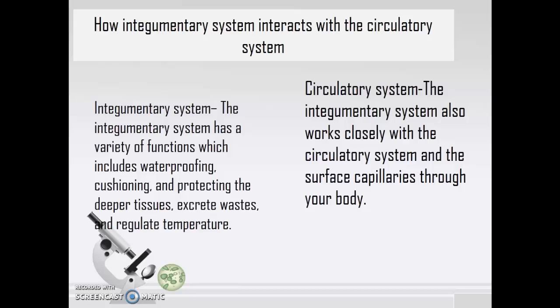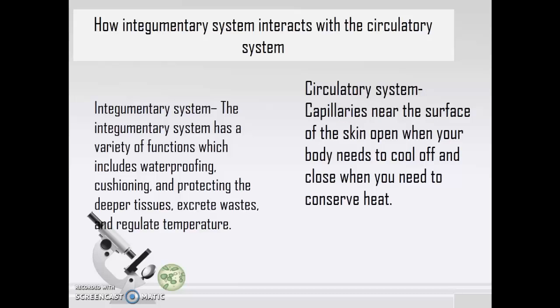Now, how does it interact with the circulatory system? If you can recall, the circulatory system is made up of the heart and blood vessels, that is arteries, veins and capillaries. It works closely with the circulatory system and the surface capillaries throughout your body. Capillaries near the surface of your skin open when your body needs to cool off and close when you need to conserve heat. To understand the connection between the circulatory system and the integumentary system, we need to understand the concept of vasodilation and vasoconstriction.